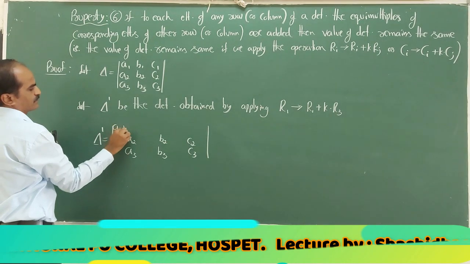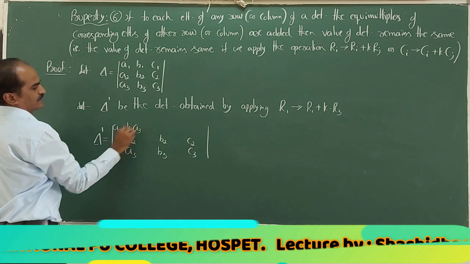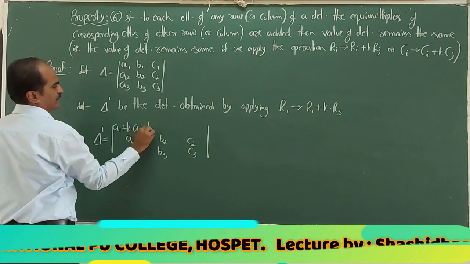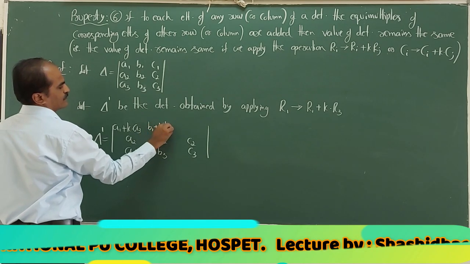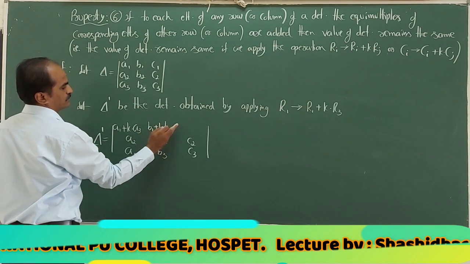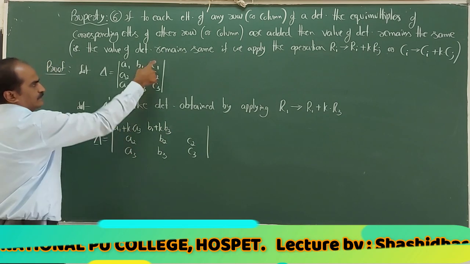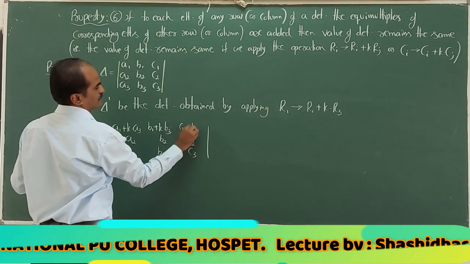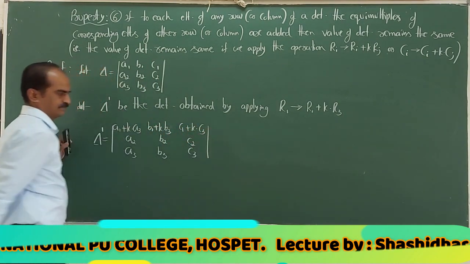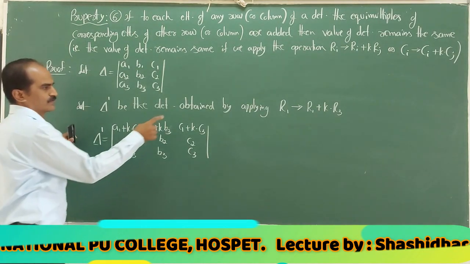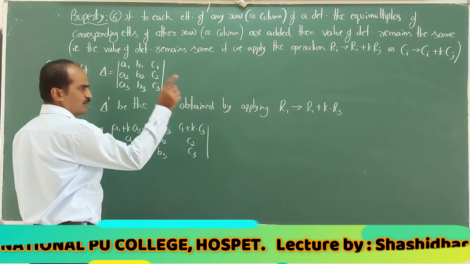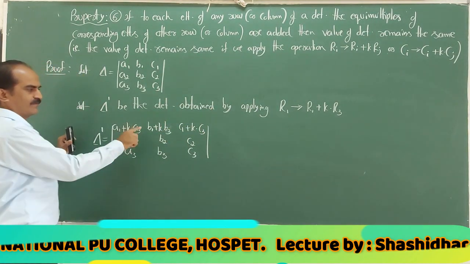It is A1 plus K times of A3. Next, B1 plus K times of B3. This element, C1 plus K times of C3. I hope you followed this. R1 changes to R1 plus K times of R3.